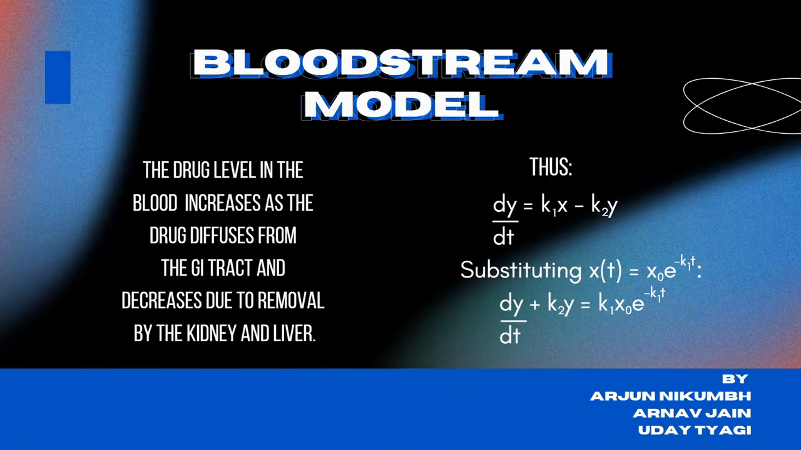Now, let's model the bloodstream. We call the amount of drug in the blood y(t). The blood gains drug at the same rate the GI tract loses it, which is k1 x(t). But at the same time, the blood also loses drug because the body is eliminating it through the kidneys and liver. The loss happens at a rate proportional to the amount in the blood, written as k2. The equation then becomes dy/dt = k1 x - k2 y.